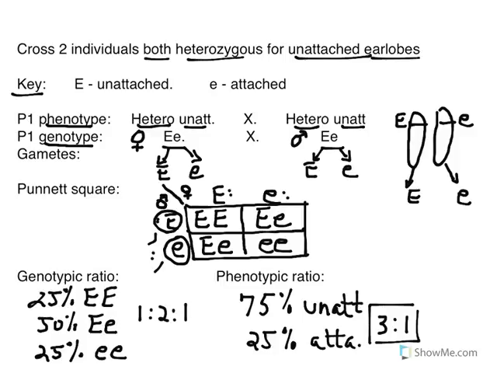Anytime you have two parents that are both heterozygous, you will always have a 3 to 1 ratio in the phenotype. This is called a monohybrid cross, where both parents are hybrid, and you're talking about just one trait, monohybrid. You will always reproduce this 3 to 1 ratio in the phenotype.